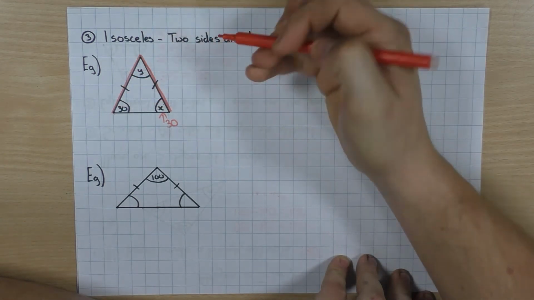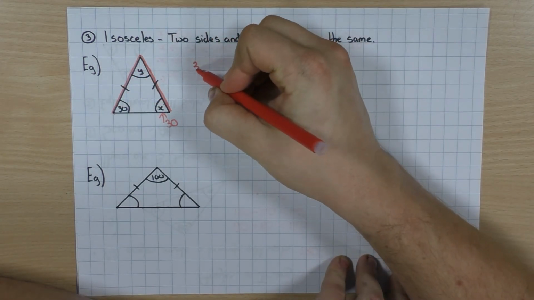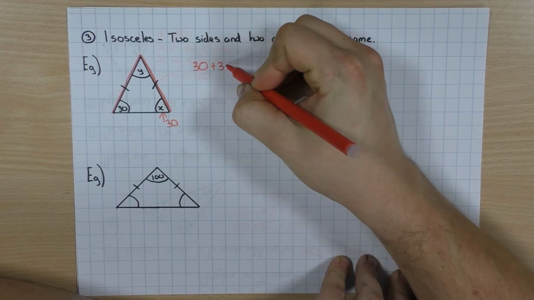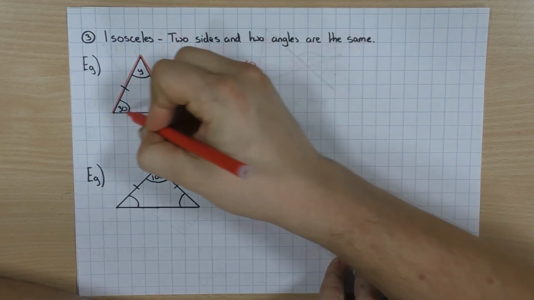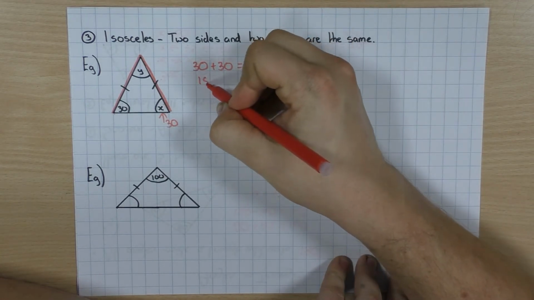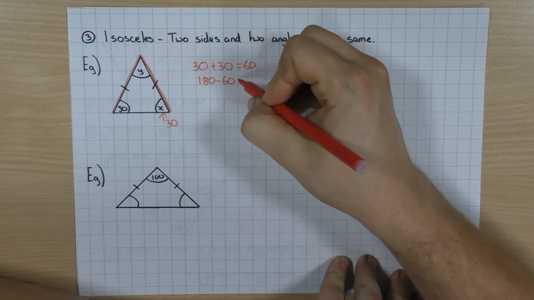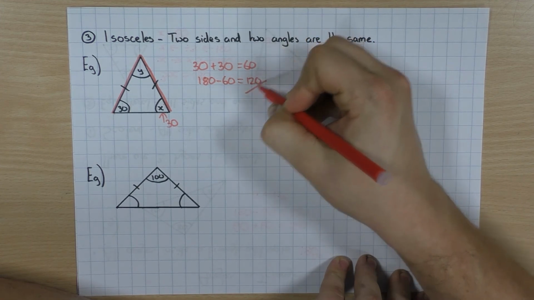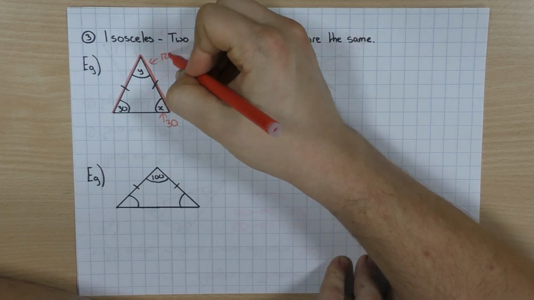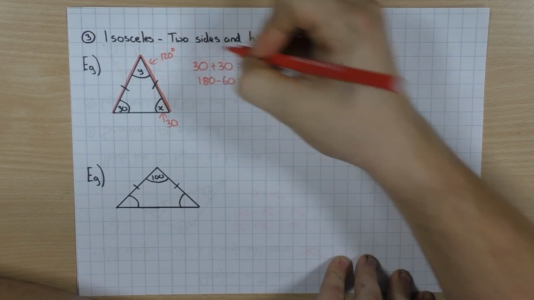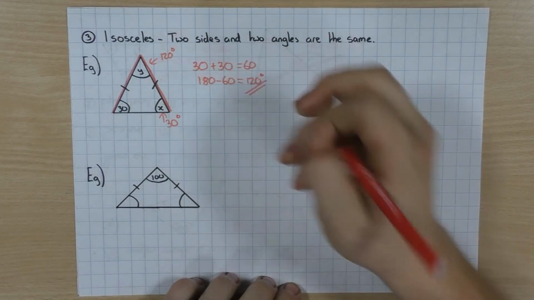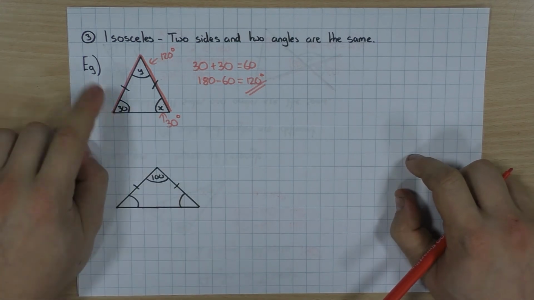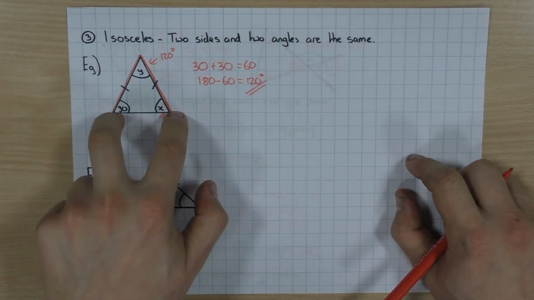Now, because I know that's 30 and that's 30, I can do exactly the same thing like I did in my first example. I can do 30 add 30, which gives me 60. And because angles in a triangle add up to 180, I can do 180 minus 60, which will give me 120. So y would be 120 degrees. Okay, so that's one case with an isosceles triangle where you've got those two the same.